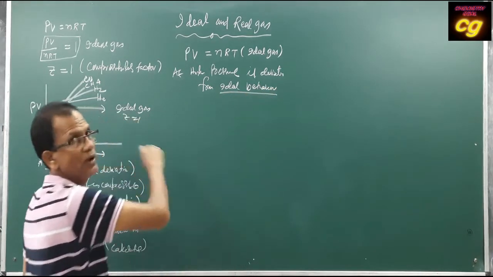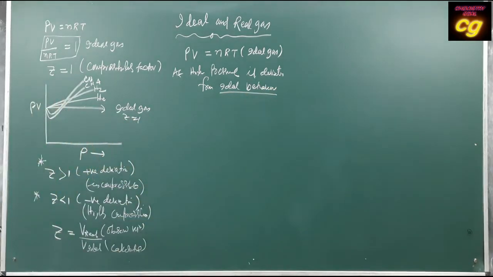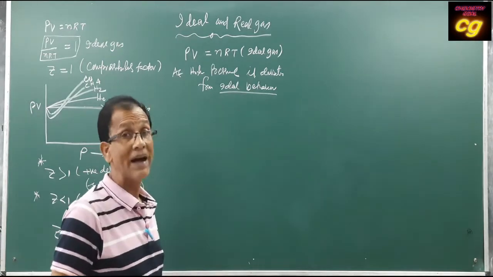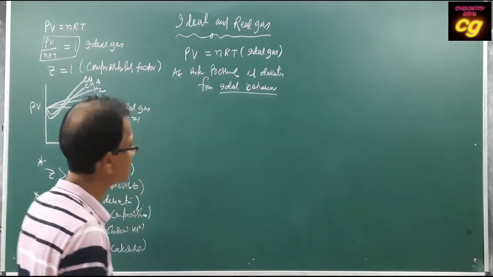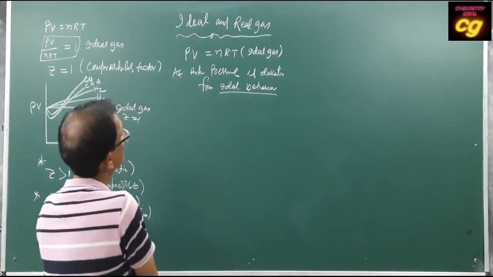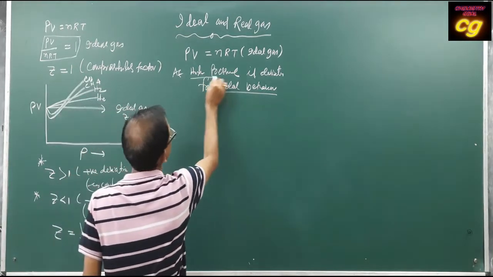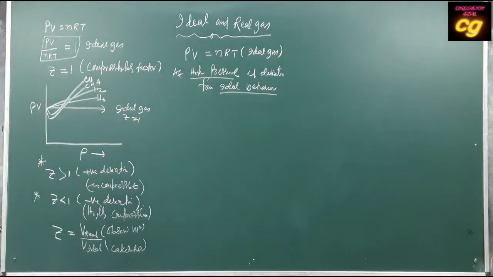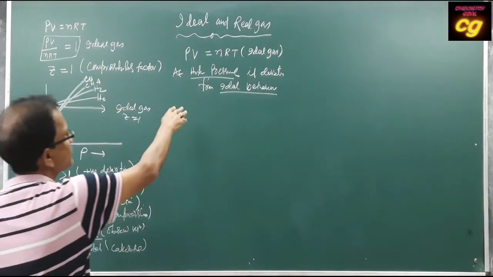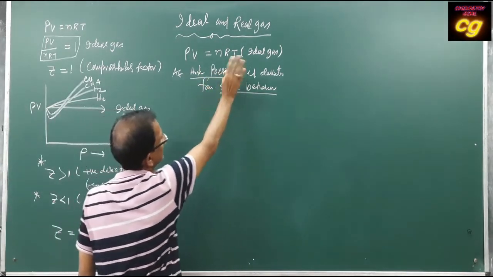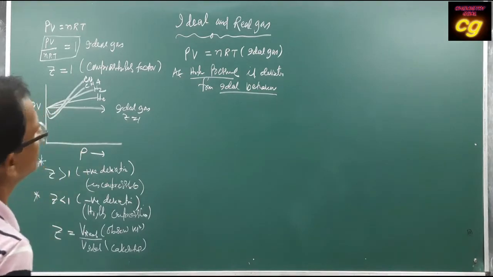It deviates from ideal behavior at high pressure. When the pressure is very high, the gas molecules come closer and attract each other. That's why gas can be converted to liquid form. So, at high pressure, the gas deviates from ideal. High pressure means automatically the volume is low. At high pressure and low volume, it deviates from ideal gas behavior.